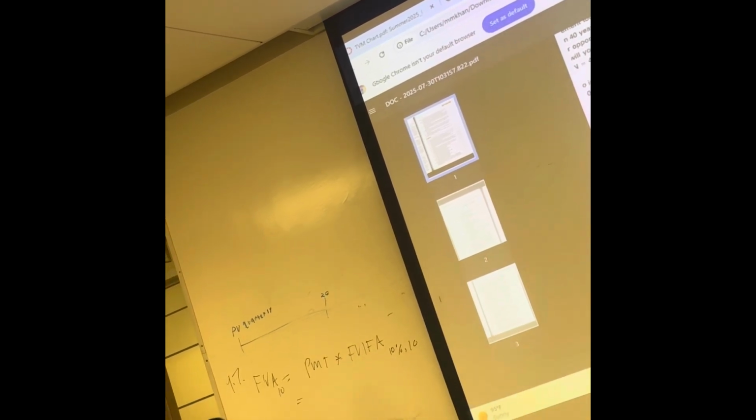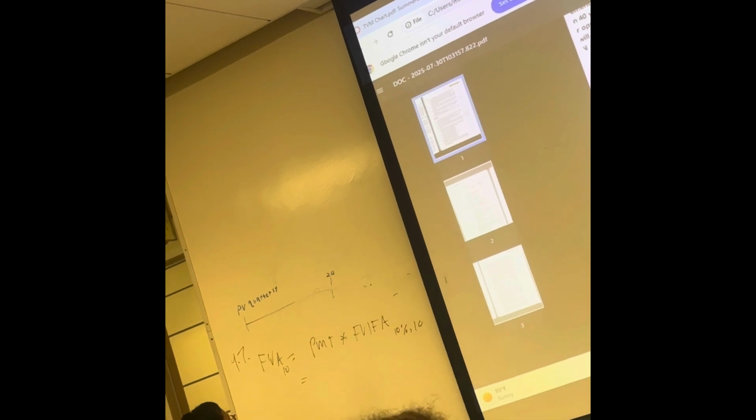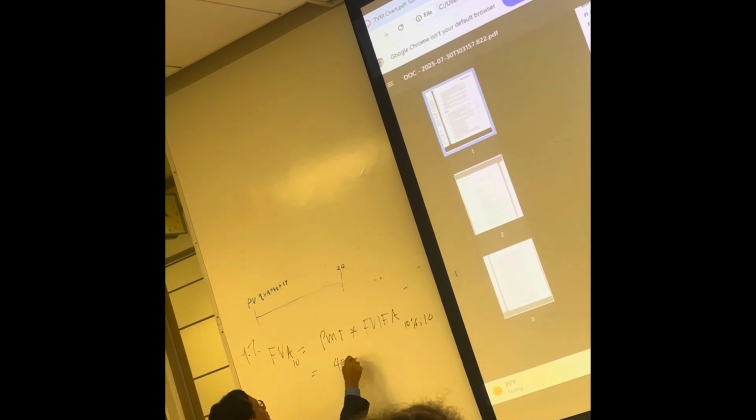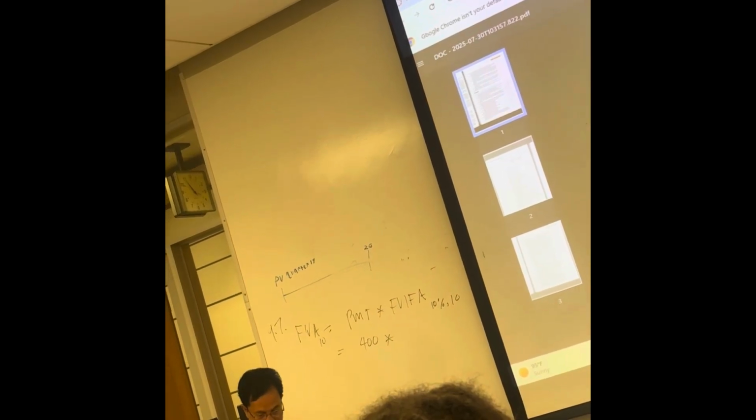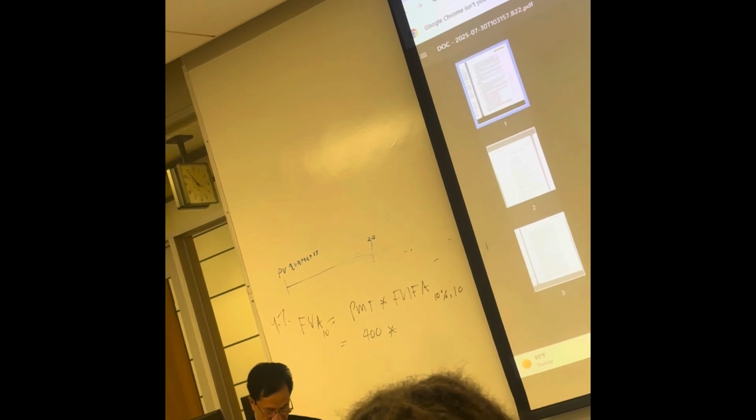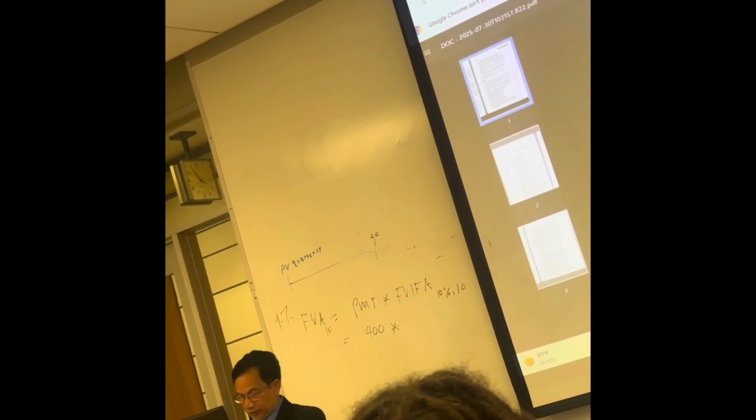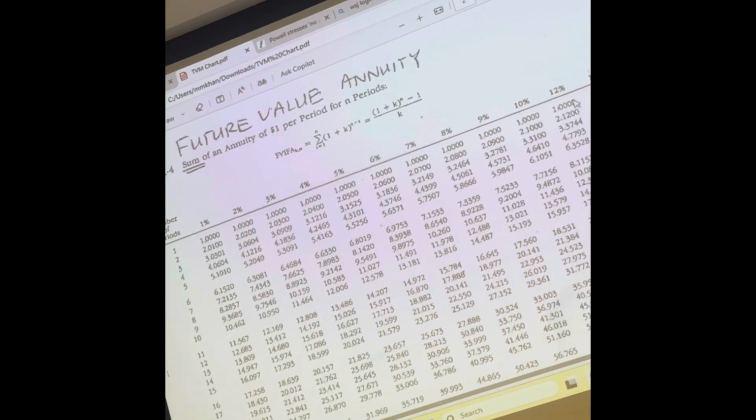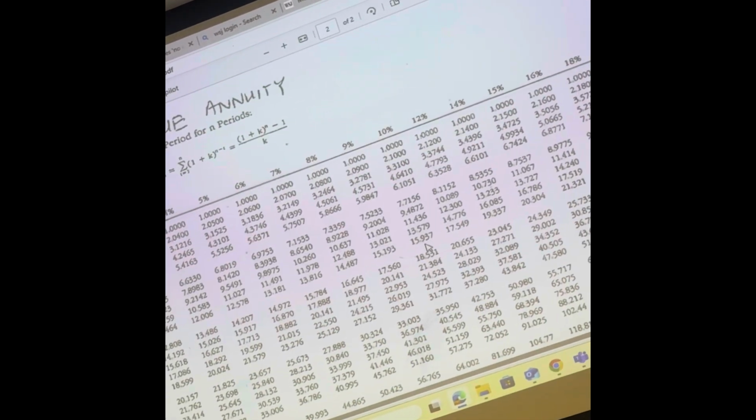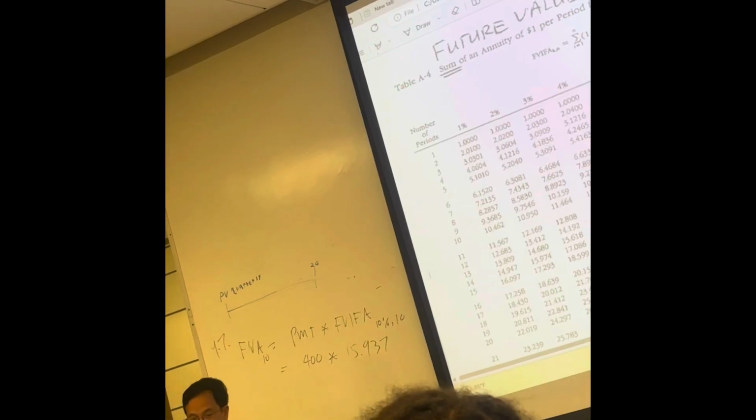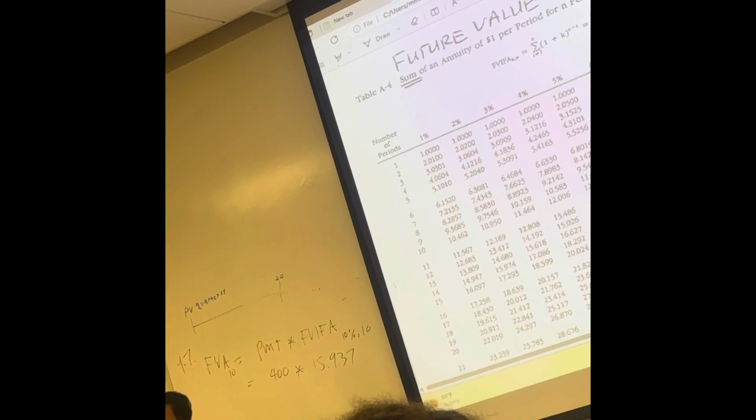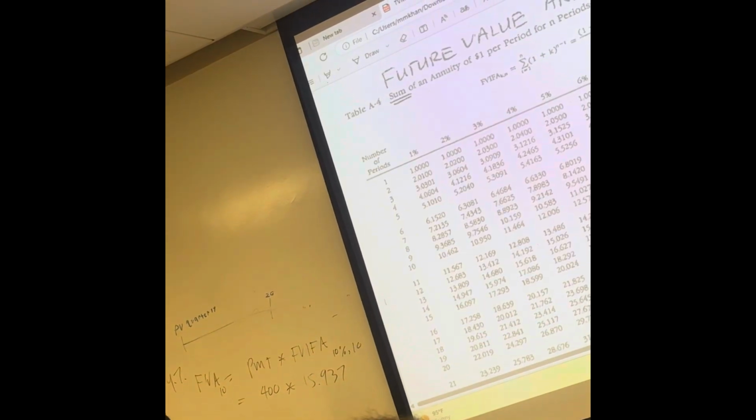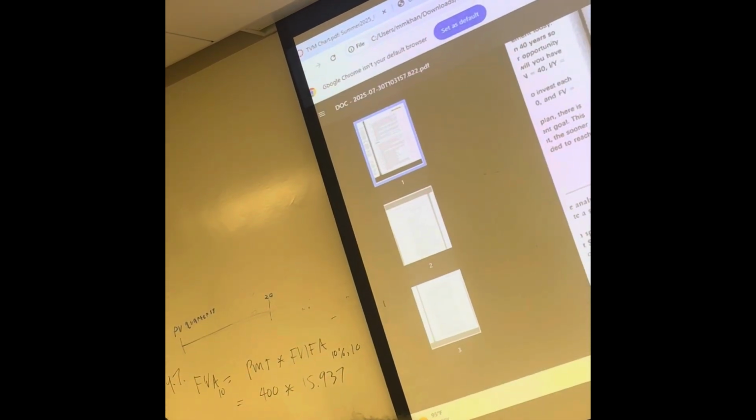And payment is how much? $400. Interest factor annuity, and here I'm going to use this chart. 10% will be 15.937. Now, annuity due, we have not done that. Let's see.